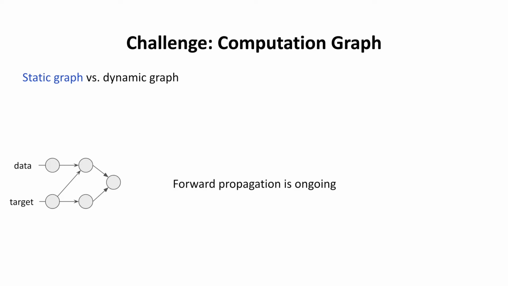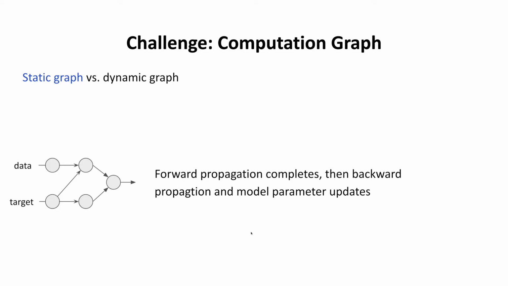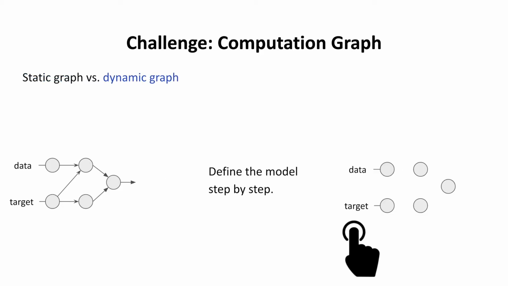The forward path continues until completion. Once forward propagation completes, then backward propagation starts. The model parameters update. In comparison, the dynamic graph execution mode is different from the static graph mode significantly.